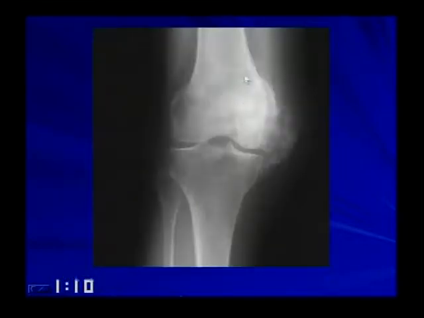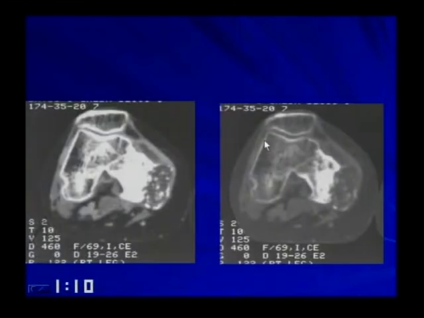Here's a patient with a lesion arising from the condyle. CT is very helpful in showing us these little punctate calcifications in a cartilaginous lesion. This was a chondrosarcoma.